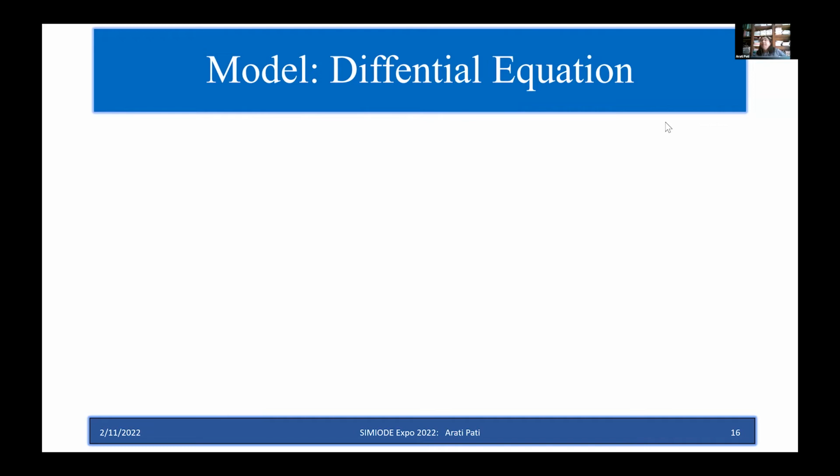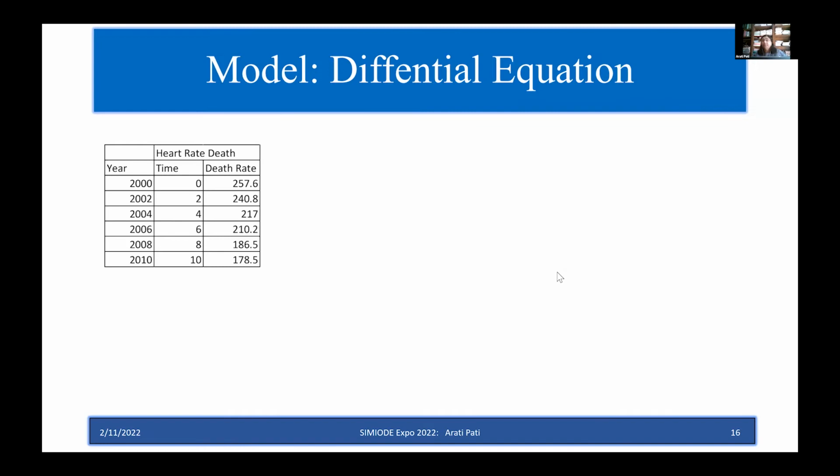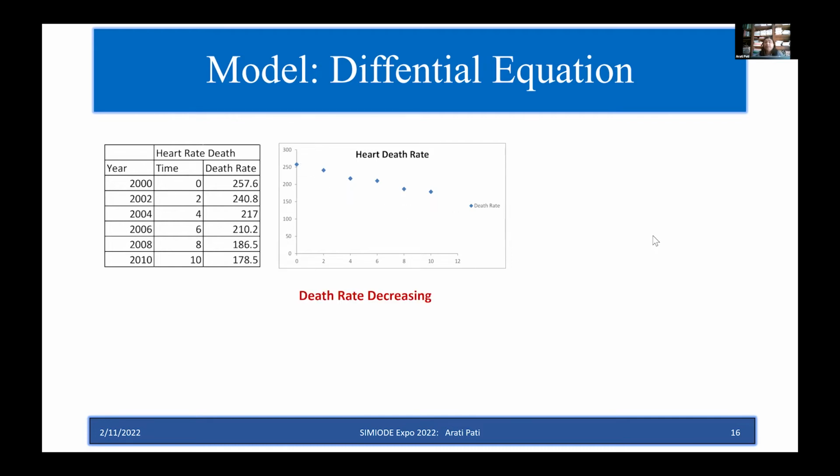So now my goal is to write down the differential equation for this. To write it down, this is my actual data in terms of time, and this is my death rate. Once I plot this graph, it shows a decreasing pattern. And from differential equations, we know that we can write this as the derivative, the rate of change of the heart rate, equal to negative k times H. Negative tells you that it is decreasing, and k is some constant which you do not know.